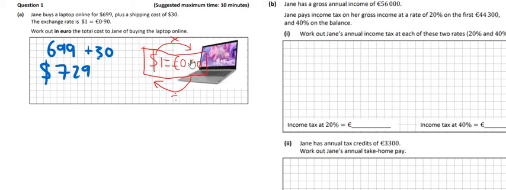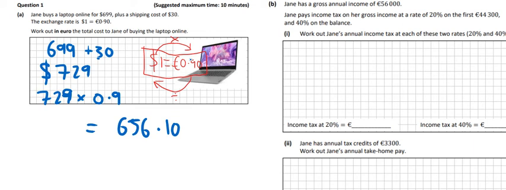So we're just going to take that 729 and multiply it by 0.9, or you can put in 0.90 if you want, but it's the same thing. So we're getting 656 and 10 cent, 0.1 that comes up in the calculator. So that's the total then in euro.